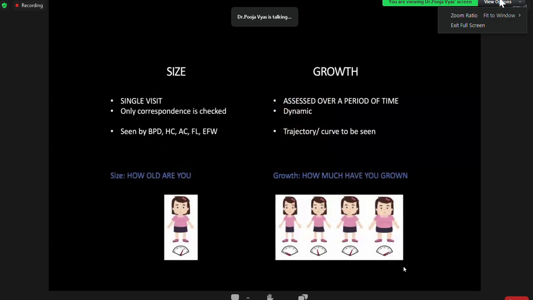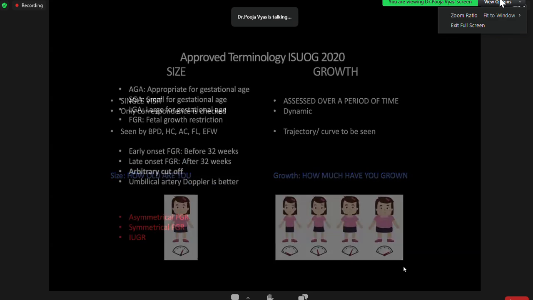Now, what is size and what is growth? Size is when we take a static reading. That is, we say that the weight of the fetus today is based on BPD, HC, AC, FL, and it's so and so grams. But we don't know how much the fetus has grown since the last time. So growth is dynamic and it is generally taken over a period of time. So we need growth curves to plot a growth curve.